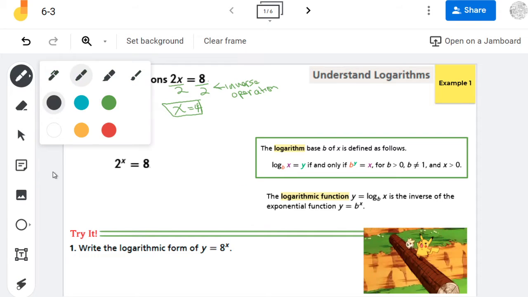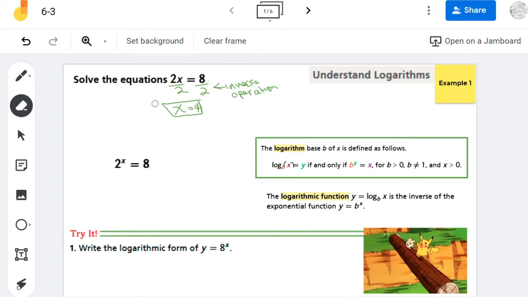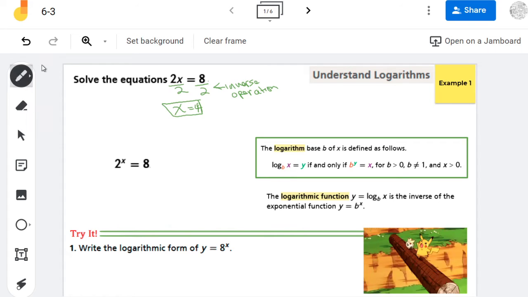Now it is worth noting that often we put the thing that's inside the logarithm in parentheses because we can put expressions in there, which you will see, I want to say in example 4 or 5. So just be aware, it is pretty common for us to put parentheses there.